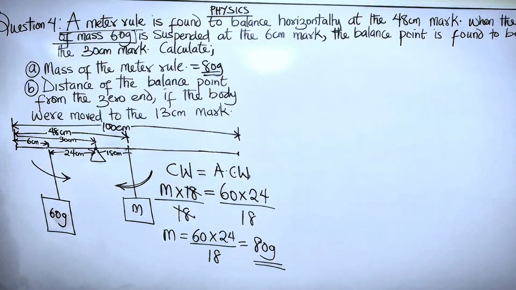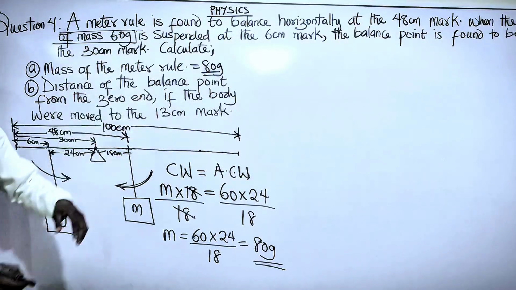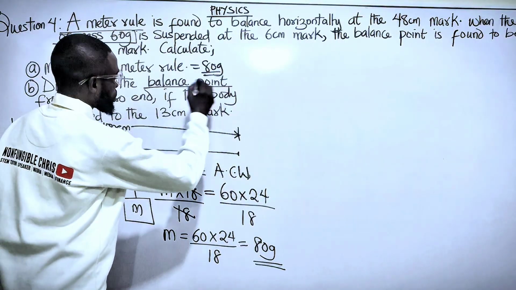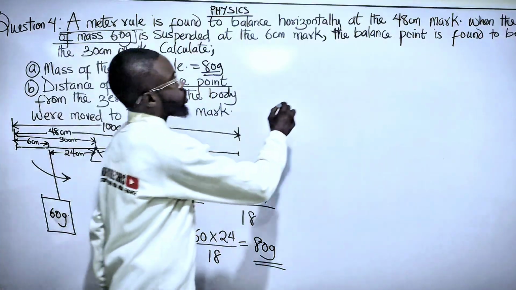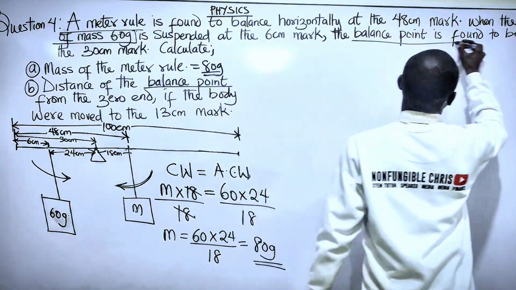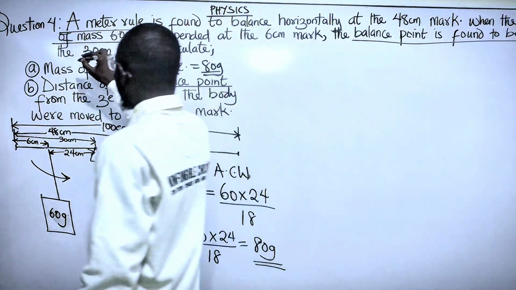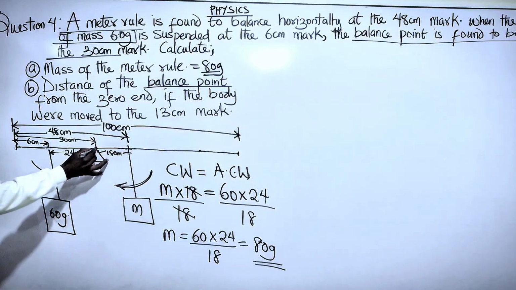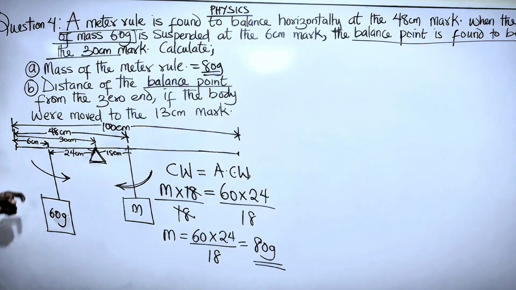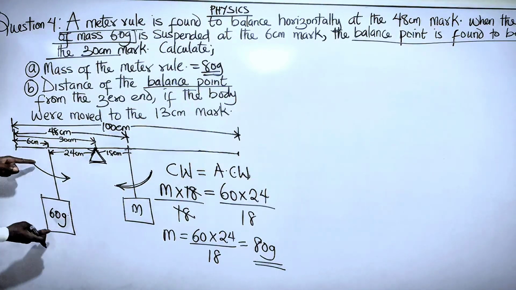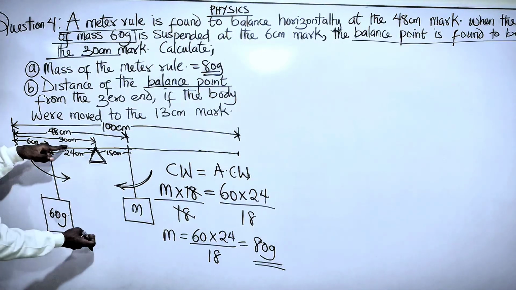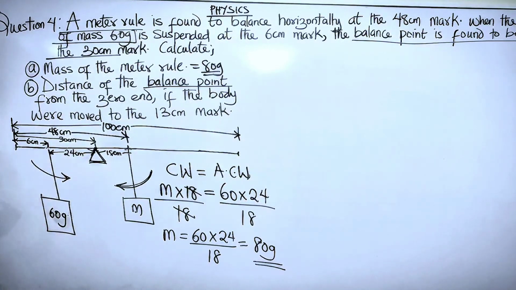Now, question B says we should find the distance of the balance point. Originally, the balance point was found to be at the 30 cm mark, which was here. But now we're looking again for the balance point from the 0 end if the body were moved to the 13 cm mark. What that means is, if we move this body from 6 to 13, the balance point will shift. We don't know where it will shift to, so we're asked to find it.